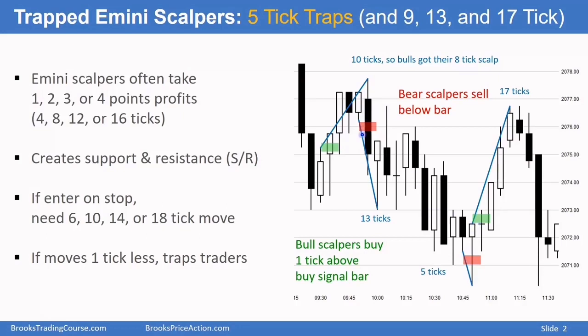You have some bears who sold below this bar. They get filled here, 1 tick below that low, maybe hoping for a 2-point trade or a 3-point trade. Here, the market fell 13 ticks. Those bears who were hoping for 3 points needed it to fall 14 ticks to make 3 points profit. They sell 1 tick below the bar, and then it has to fall 12 ticks to hit their target. It has to go 1 more tick, total of 14 ticks to make 3 points, and instead it fell exactly 13 ticks and reversed up, so it's a 13-tick trap.